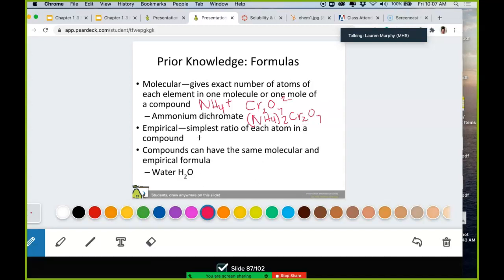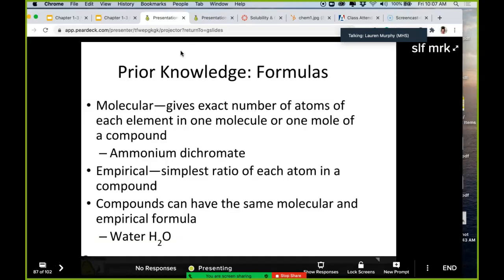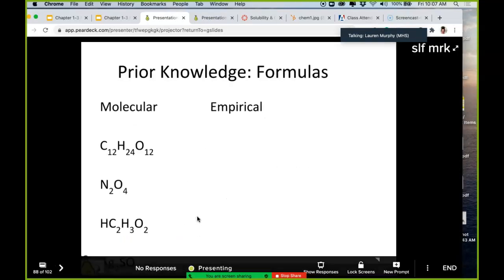Empirical formulas are formulas that have been reduced from molecular formulas. Now, some substances can't be reduced, so their molecular and empirical formulas do end up the same. All right, so let's do the easiest kind of example. I give you molecular formulas and I say, okay, find its empirical formula.